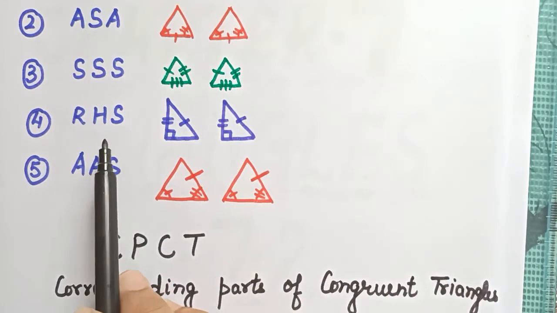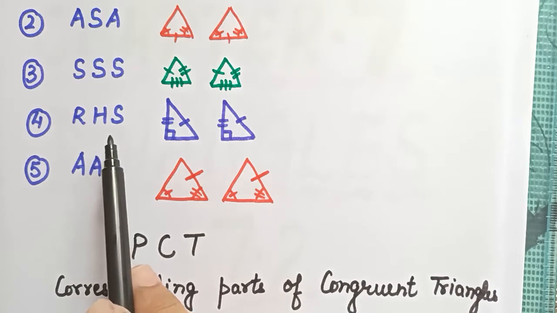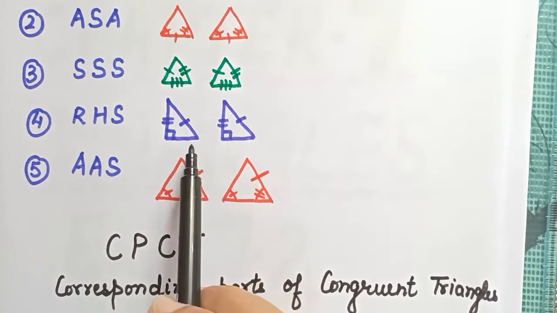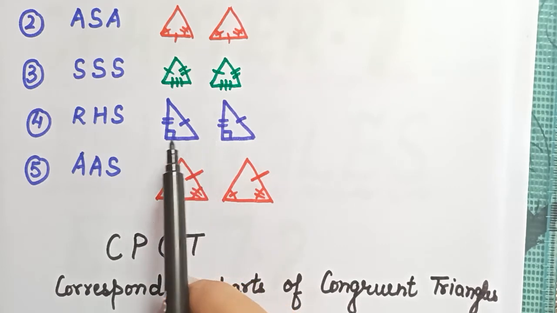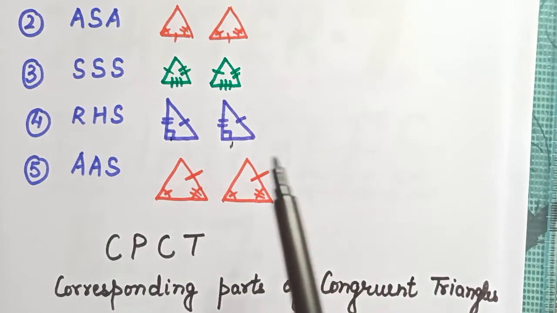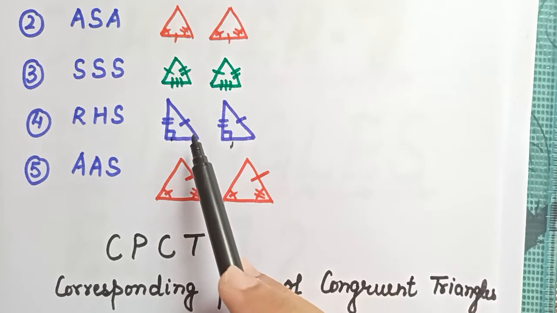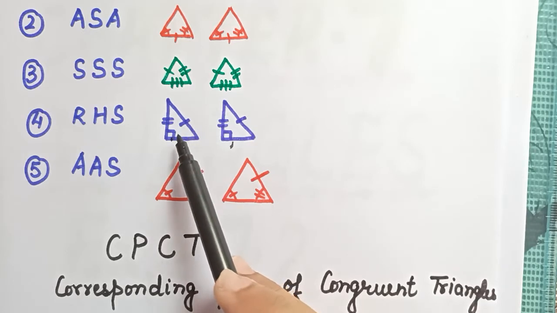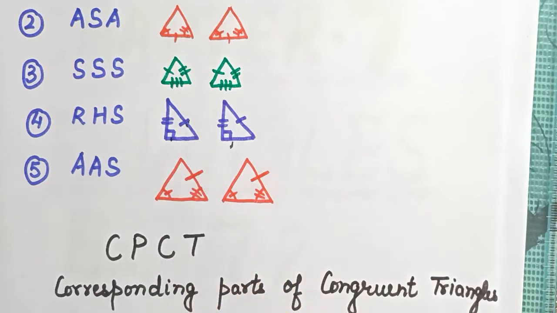Then we have RHS rule, which is for right angled triangle. Now if we have two right angled triangles, obviously one of the angles is of 90 degrees. So these two angles are of 90 degrees each. One hypotenuse. What is hypotenuse? It is the side opposite to the 90 degree angle. So opposite to 90, we have this side. So this side is hypotenuse.